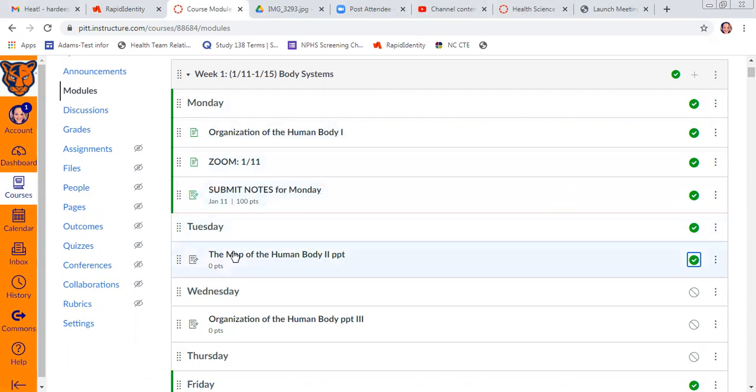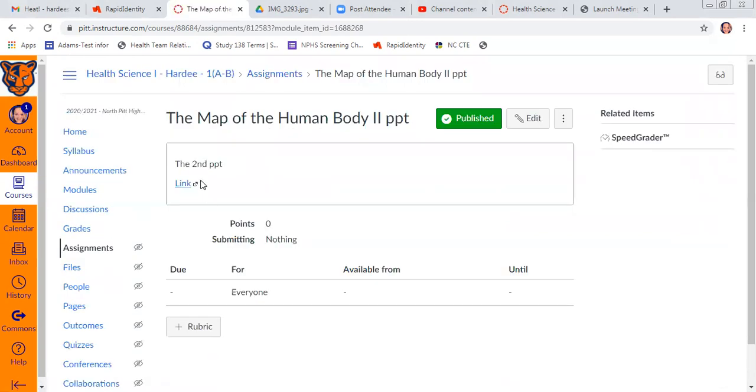So today, similar situation, although you are not going to have notes due for this section, you will have a quiz tomorrow that is going to cover what we go over today, tomorrow, and from Monday. Okay, so just keep that in the back of your mind. Quiz tomorrow, but we are going to review the Map of the Human Body 2 today.